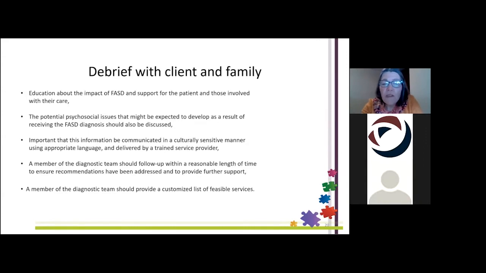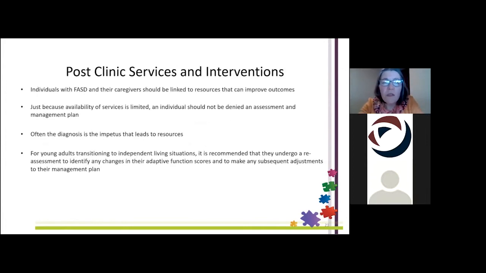A member of the diagnostic team should follow up within a reasonable length of time to make sure recommendations have been addressed. And often there's a post-intervention worker that may be available as a secondary member of the team that can provide that support. And the team should also provide a customized list of feasible services that can be used post-clinic. And individuals and their caregivers should be linked to resources.